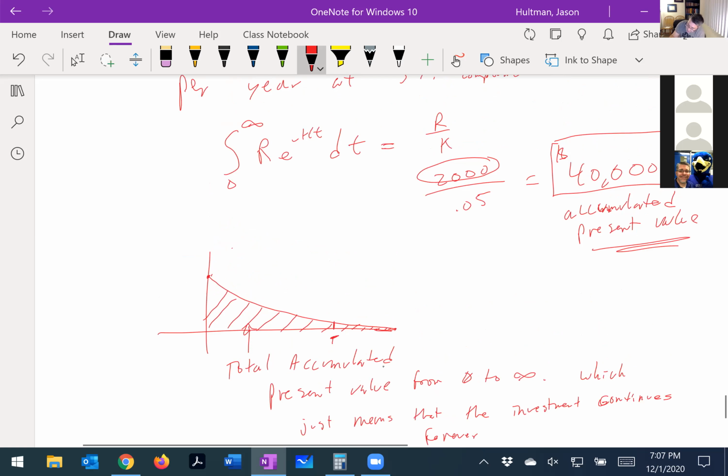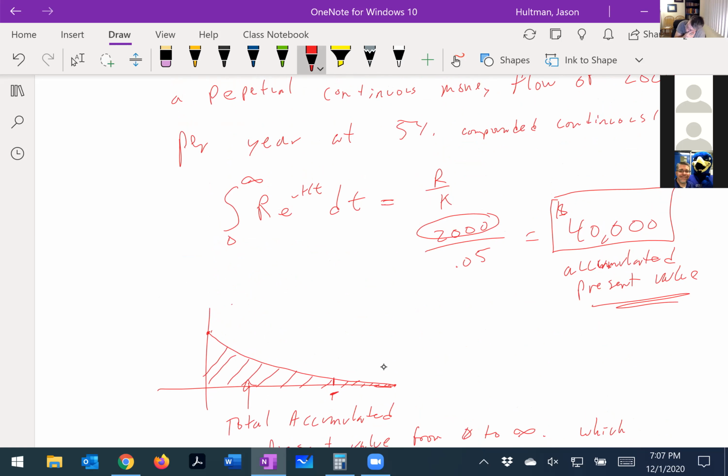So this is the accumulated. That's not the present value, that's just the accumulated present value. Okay, that makes more sense.